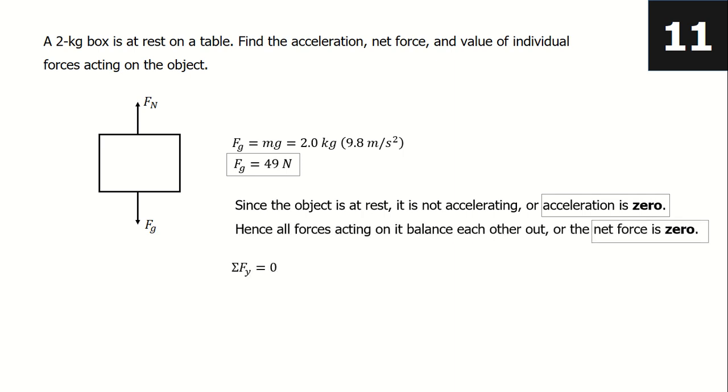Therefore, the forces cancel out or balance out. There is no unbalanced force. The net force is 0. If you sum the forces along the y, Fn and Fg should be equal to one another. So Fn is positive, subtract that by Fg. The sum of the forces should be equal to 0. The net force is 0. So that means the normal force is equivalent to the gravitational force, which is 49 newtons.